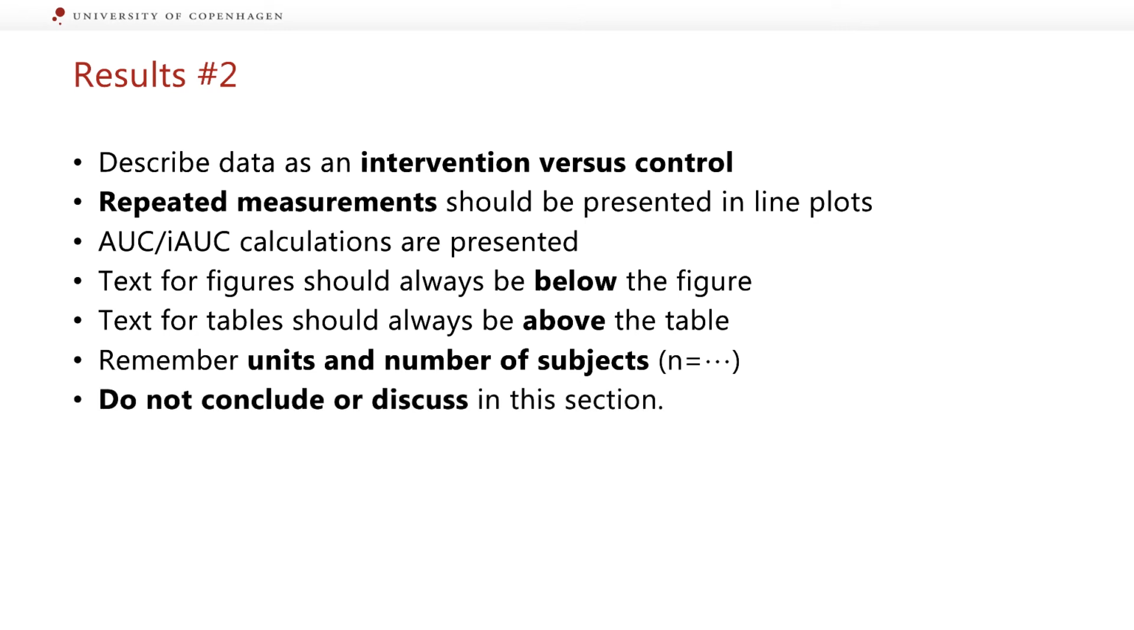What is also important is that you do not conclude or discuss in this section. That is something that I see so often, that you start to either discuss this or in some way reflect upon your results, and you kind of do semi-conclusions on the flow. And that's something that you do not do in this. You present your results objectively.